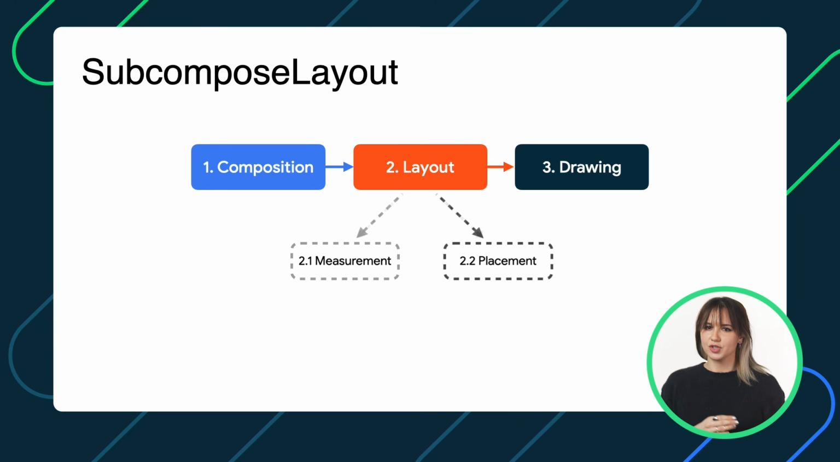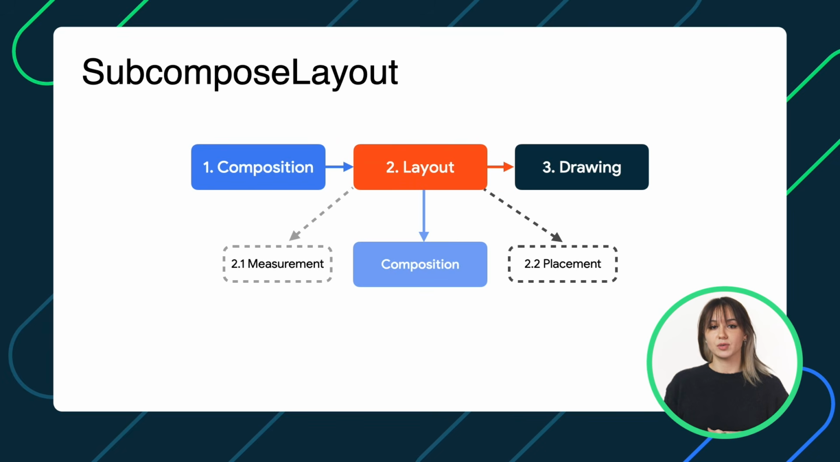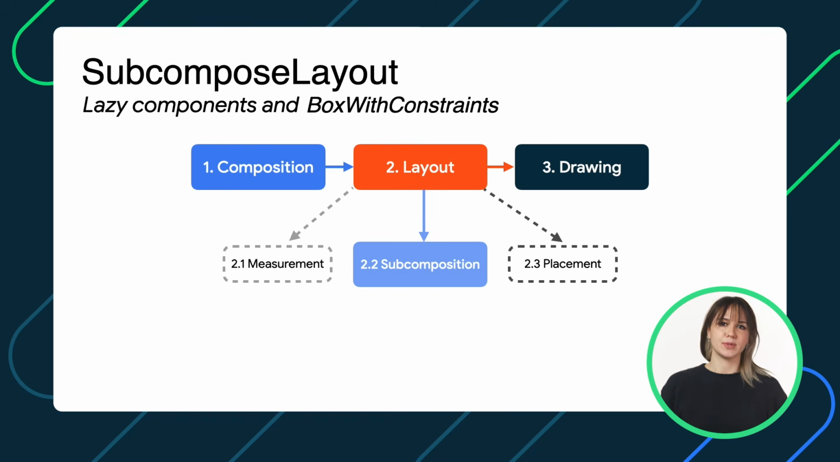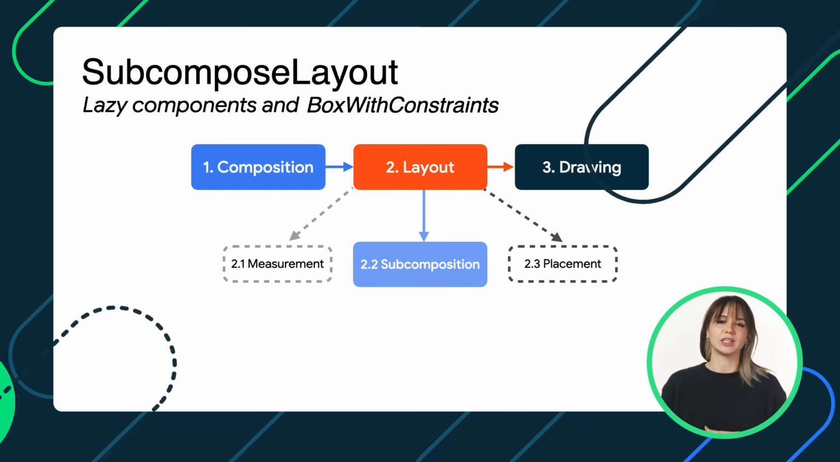It needs to do the measurement pass first for some child composables, and then secondly, to use that size information to determine whether to compose other children. Meaning the measurement step in the layout phase needs to happen before the composition phase of some children. This deferred composition is called subcomposition, and it is precisely why lazy components are built on top of SubcomposeLayout, which enables them to add content on demand while scrolling.